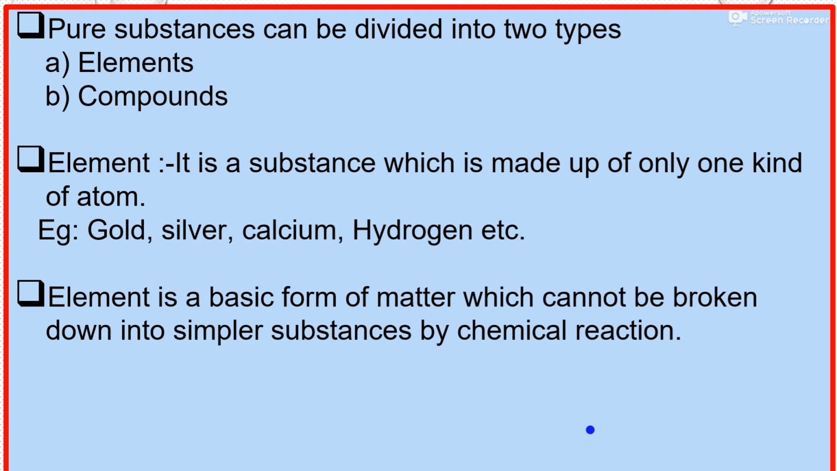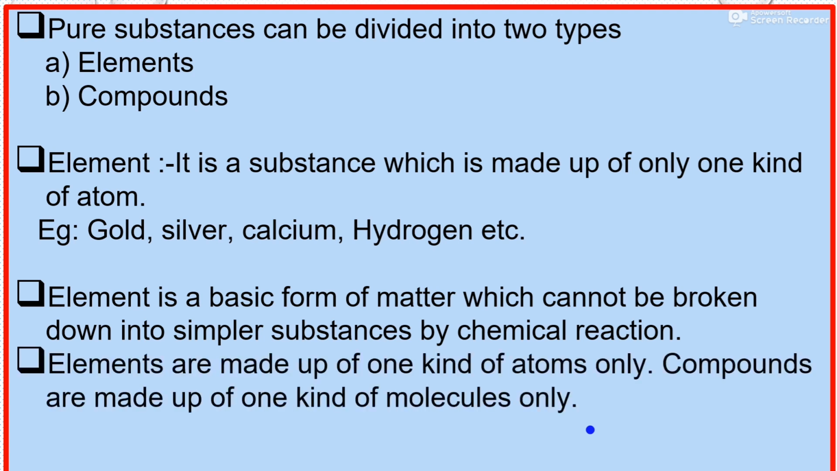In calcium, there is only calcium atom. An element is a basic form of matter which cannot be broken down into simpler substances by chemical reaction. So by chemical reaction, we cannot break them into simpler substances because these are the only basic forms of matter. Elements are made up of one kind of atoms only. Compounds are made up of one kind of molecules only.